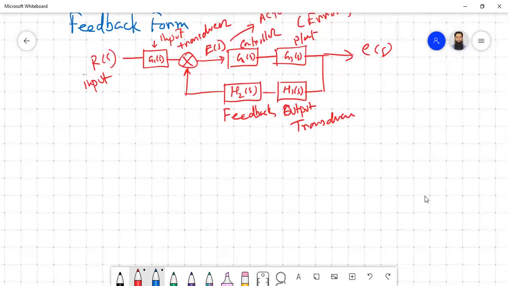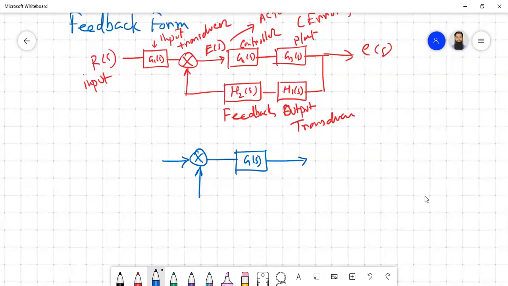Say that our simpler version only has, after multiplying G2 and G3, a simpler form like this. You have the input going to the summing junction, then you have G of S, maybe the plant and the controller, so the multiplication of that, then you have one feedback. So let us try to derive the equivalent model first, then we can have multiple components in each branch.